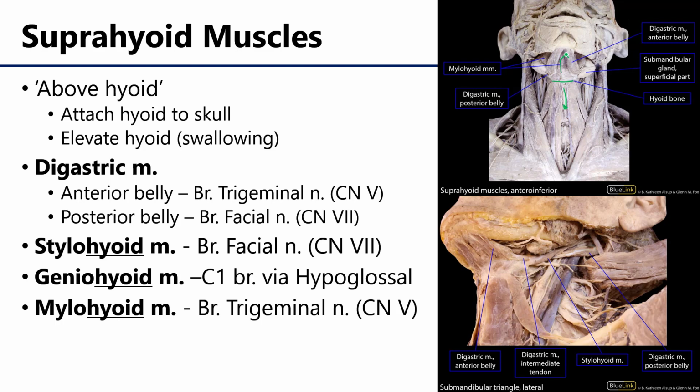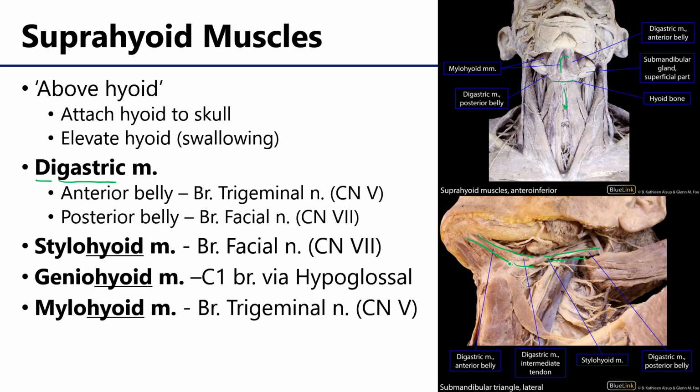These include the digastric muscles, so di meaning two, gastric bellies. The digastric muscles have an anterior belly and a posterior belly with an intermediate tendon between the two of them. And they're going to actually have, interestingly enough, separate innervations. So the anterior belly is innervated by a branch of the trigeminal nerve, which is cranial nerve 5, whereas the posterior belly is innervated by a branch of the facial nerve, cranial nerve 7.